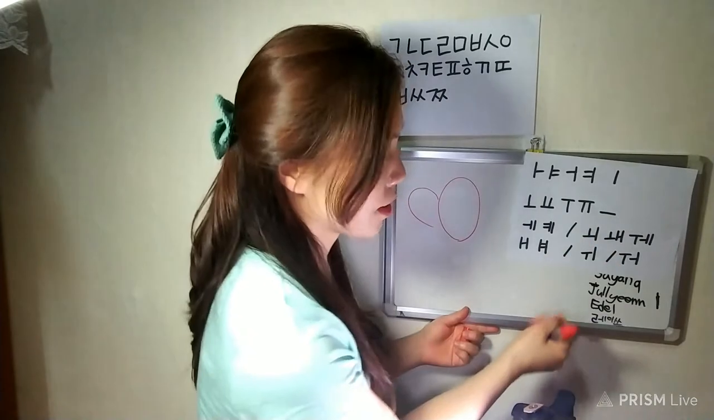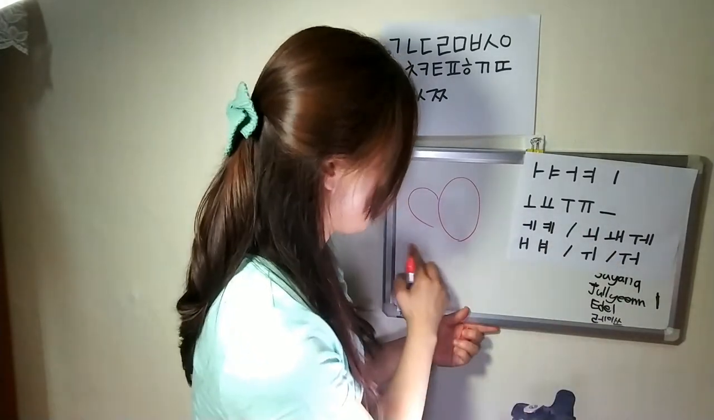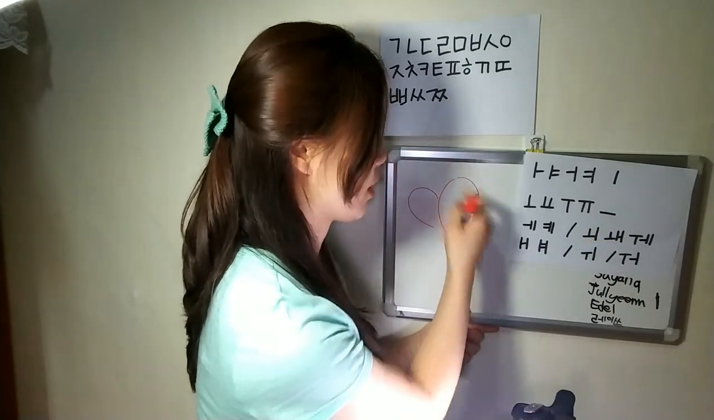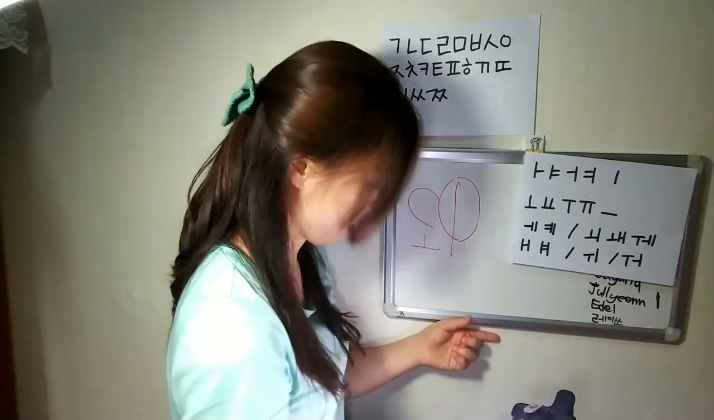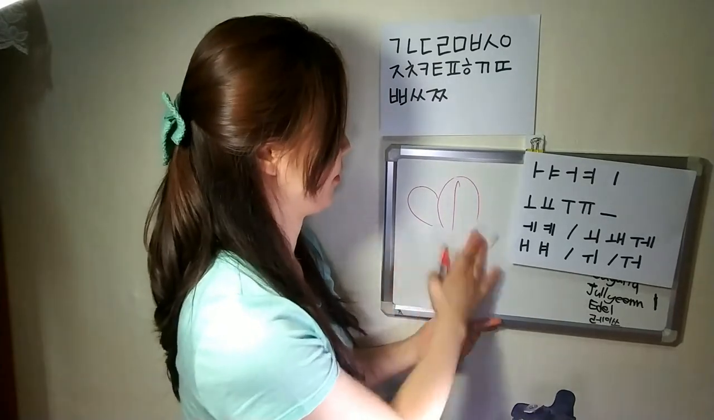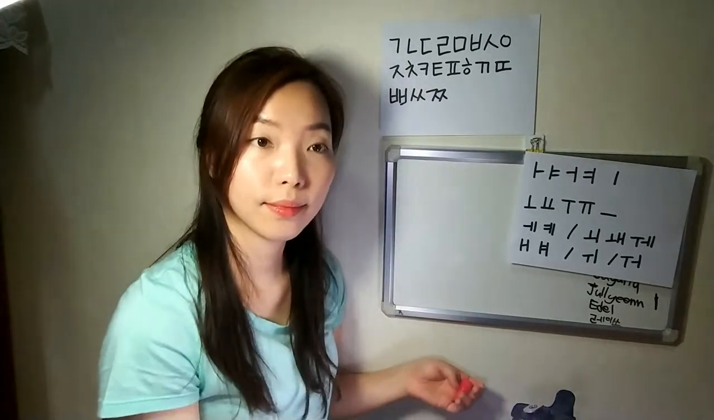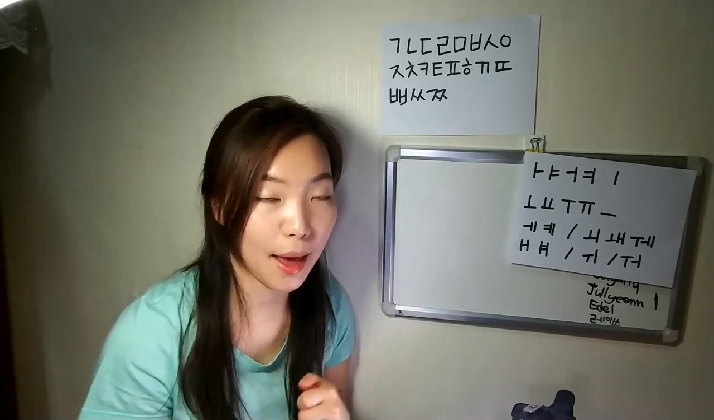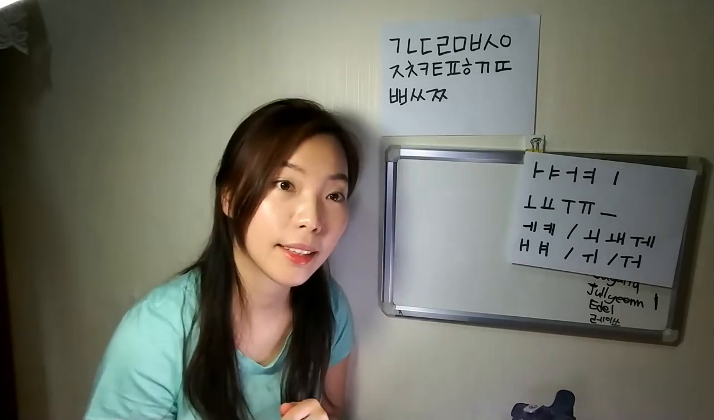Then how about this? Oh, okay, it has O. Then O will be here. So the vertical one, which is E, will be here. So you write like this. Does it make sense? If you understand, say yes, I do. Yes, I understand.